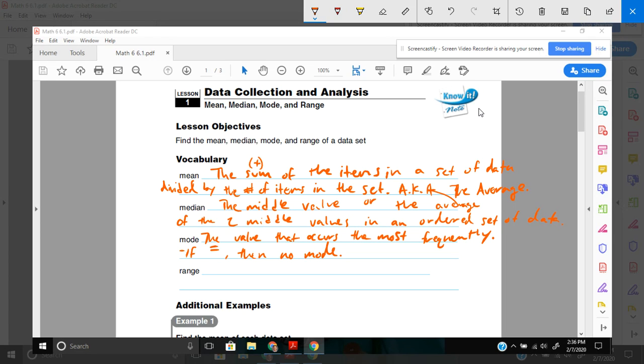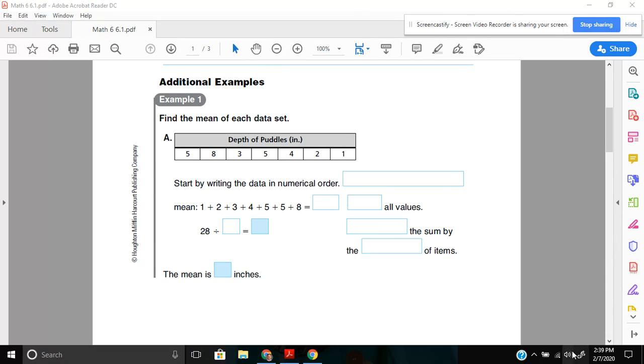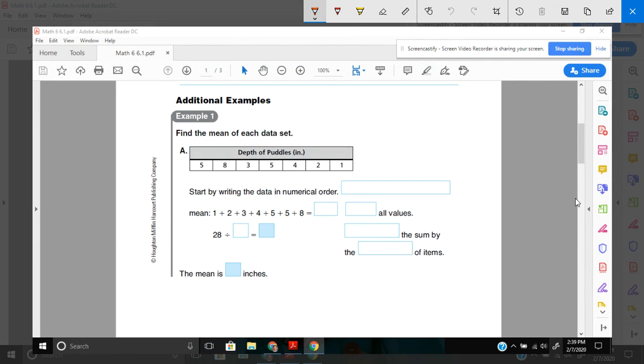And lastly, the range is the difference between the least and greatest values in a data set. Okay, so you subtract your biggest number and your lowest number, and that gives you the range. All right, let's get some practice with a bunch of this and see how it comes. It's a little bit wordy when you look at it like that, but I think you'll catch on rather quickly.